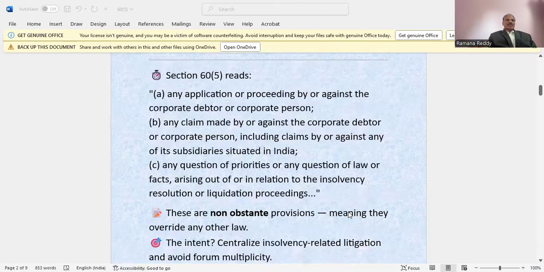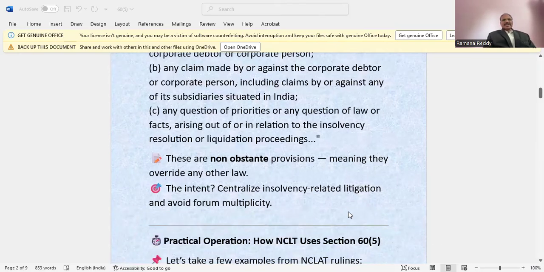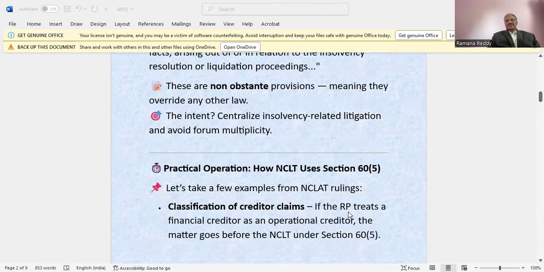So these are all non obstante provisions, meaning they override any other law. So what is the intent of the lawmaker? Centralize insolvency related litigation and avoid forum multiplicity. Now we'll see the practical operation, how NCLT uses Section 60, subsection 5.